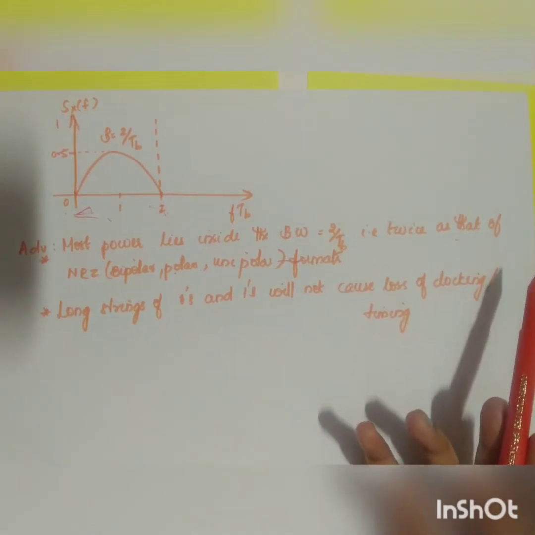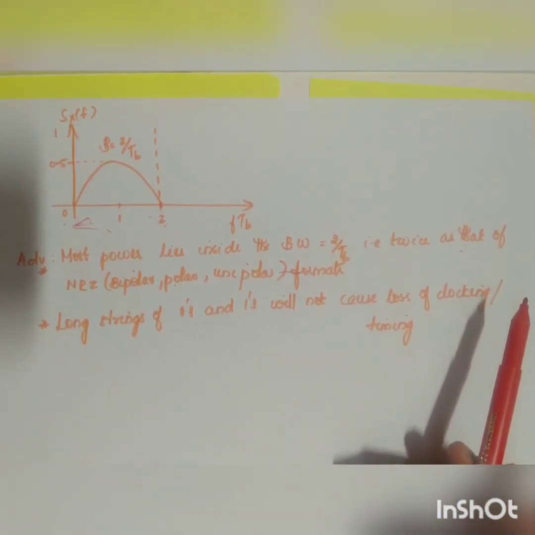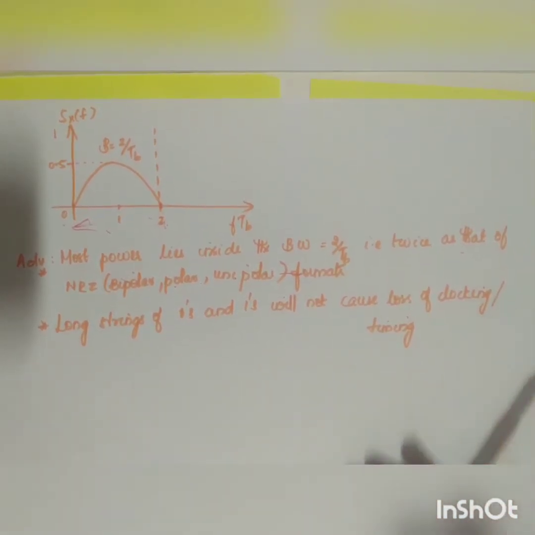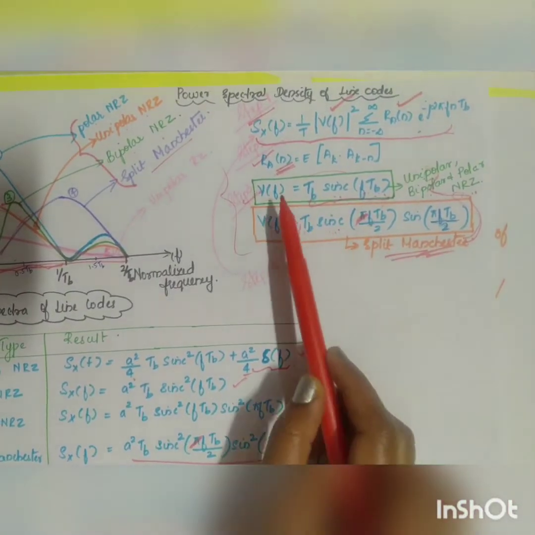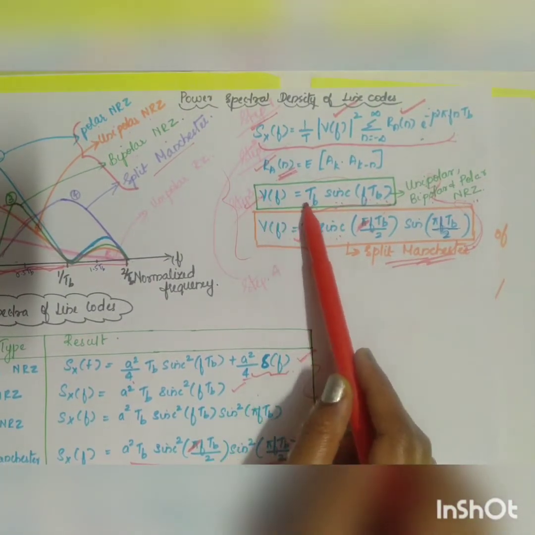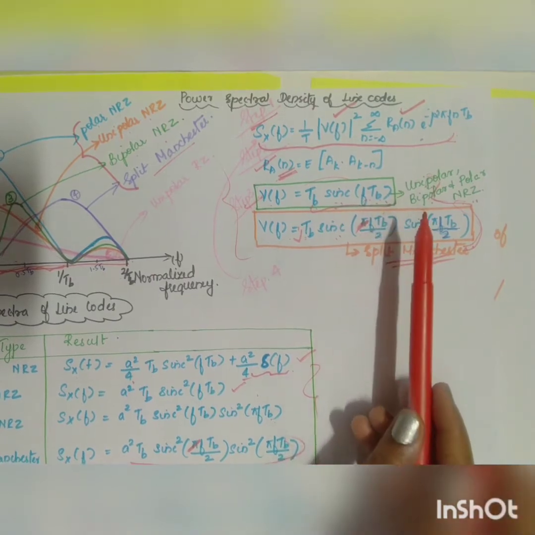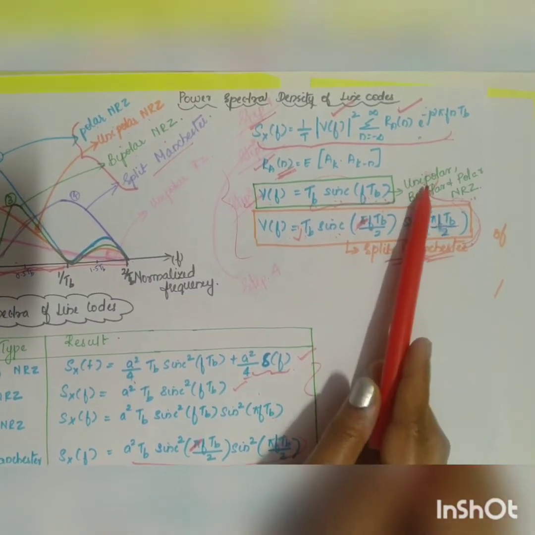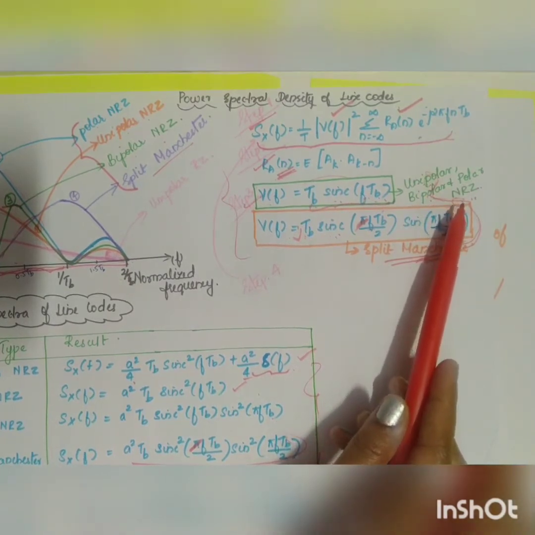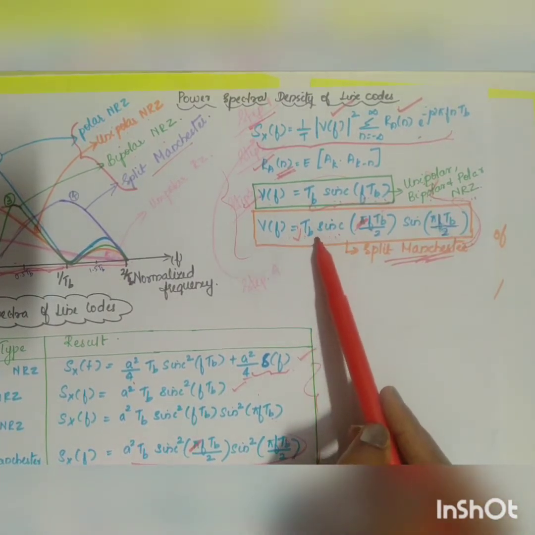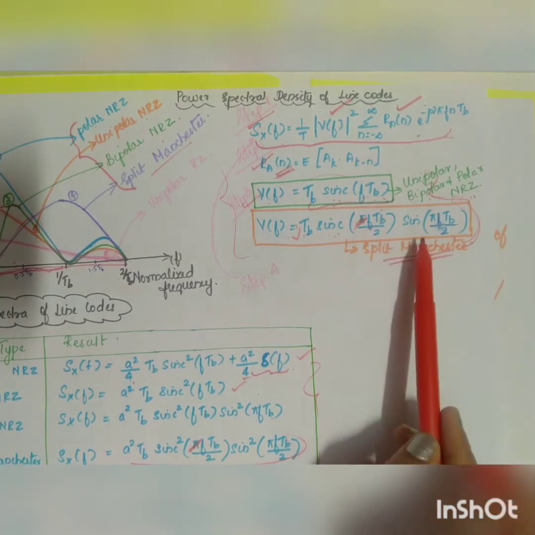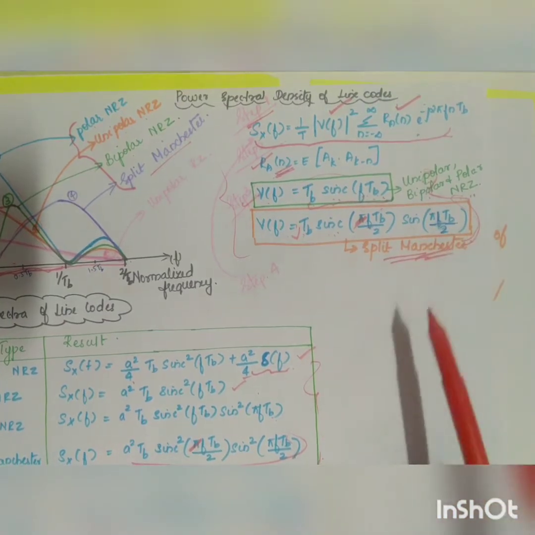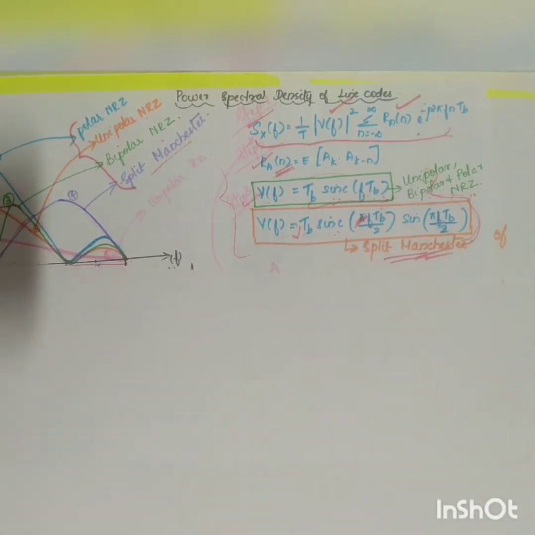Okay. So before finishing off, let me now explain how you are getting these two signals, that is V(f) is equal to Tb sinc of f Tb by 2 for the three cases, unipolar, bipolar, polar, non-return to 0, and V(f) is equal to j Tb into sinc of f Tb by 2 into sine of pi f Tb by 2 for split Manchester type.